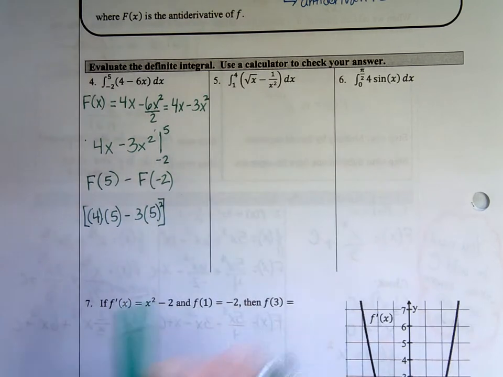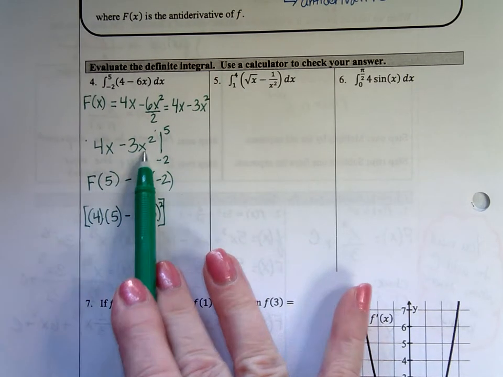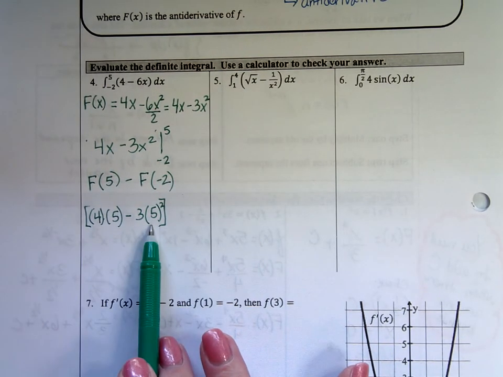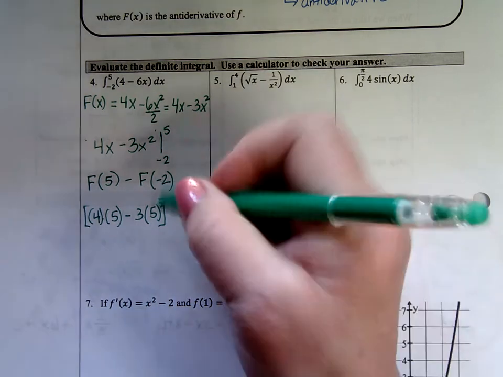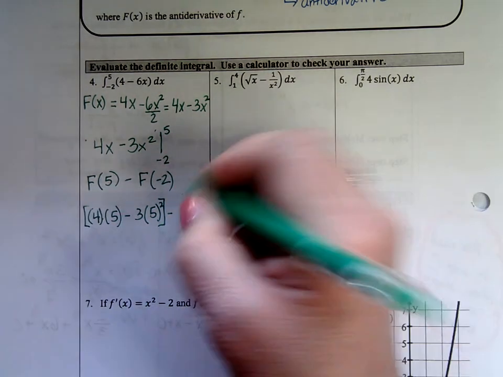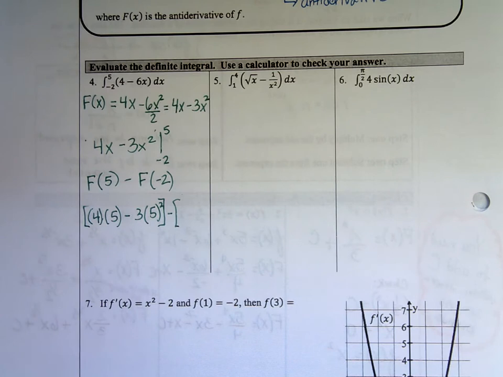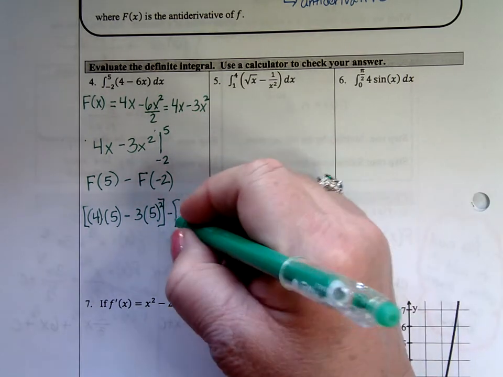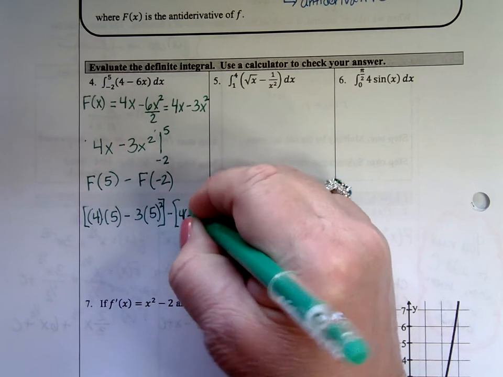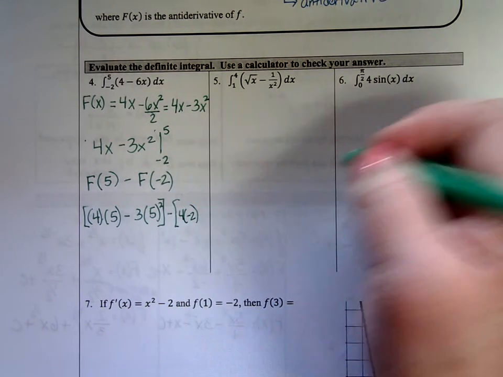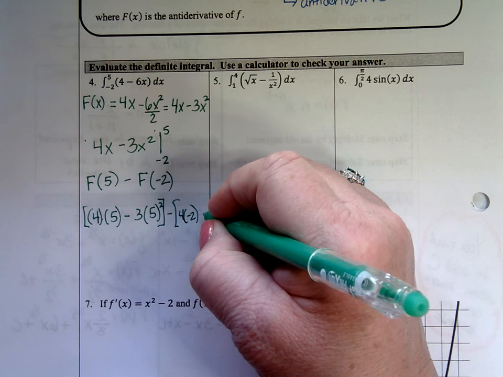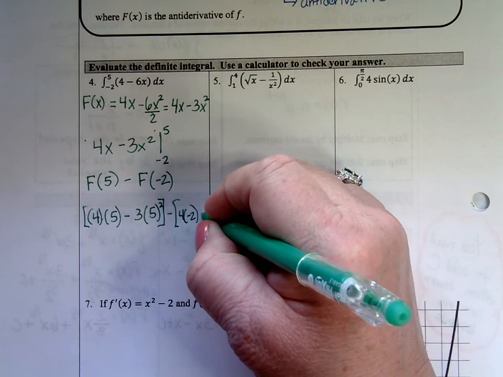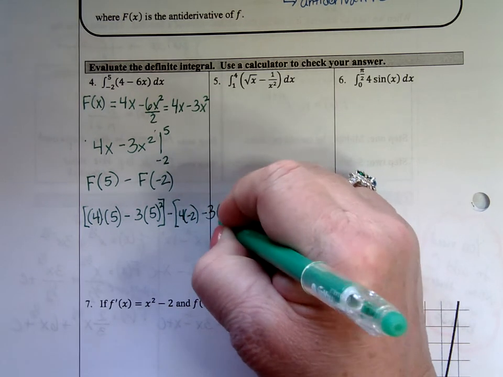Right, wouldn't that be what I get if I plug a 5 into these two locations? That's what it would look like. Then I'm going to subtract. All right, second one's going to be, put a negative 2 in. So 4 times negative 2, I'm trying to squeeze this in the box, it's probably not going to work, but a girl can try, minus 3 times negative 2 squared.